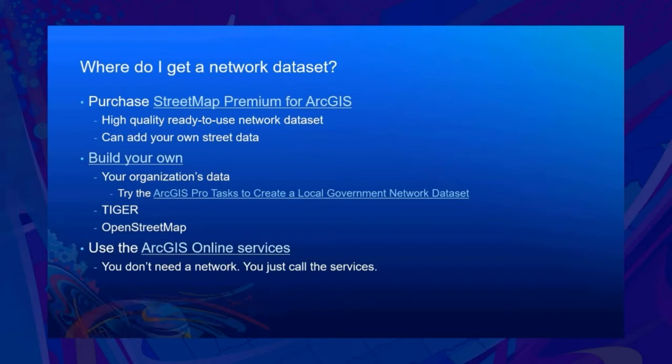You can also build a network dataset from street data provided by the government, such as the TIGER data in the United States. You can also use free data, such as from the OpenStreetMap project, to build a network dataset. Finally, if you don't have any street data to build a network dataset, ArcGIS Online provides routing services that you can use. Those services use the same data as StreetMap Premium, but you don't have to own the data. You just pay service credits and let the servers managed by Esri do the work for you.